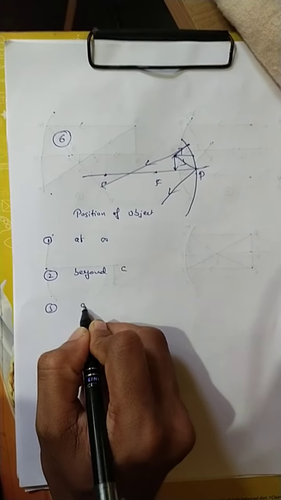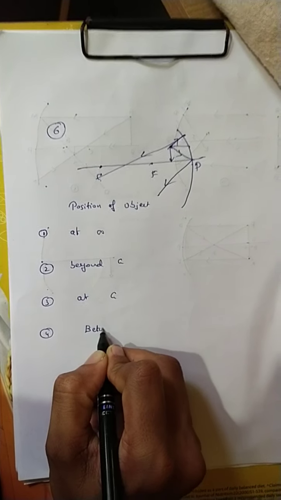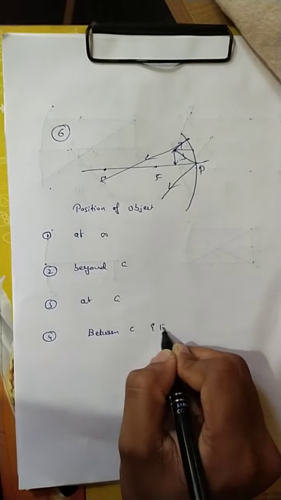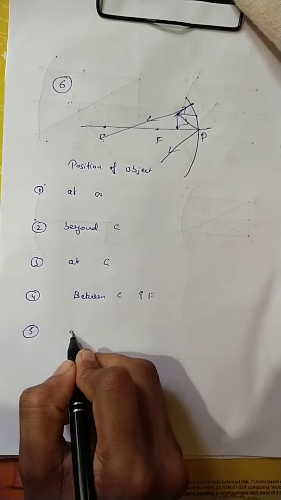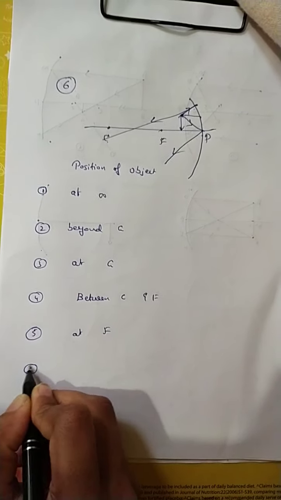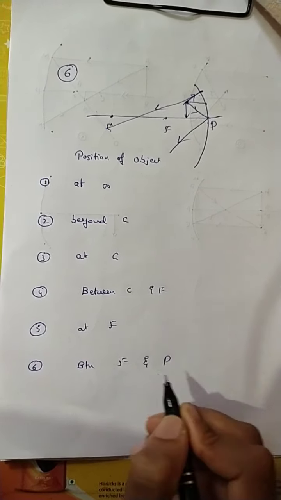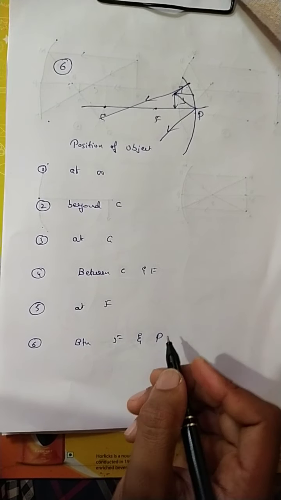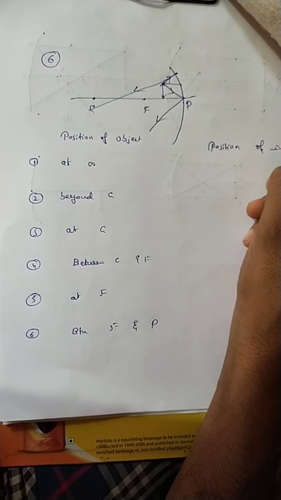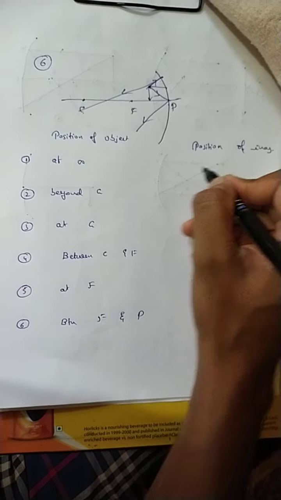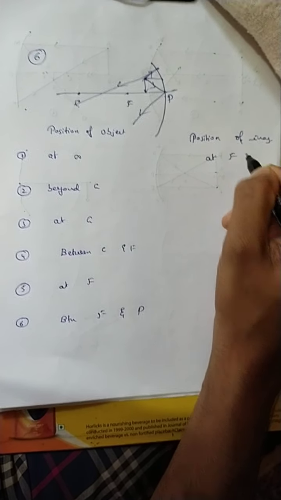In the third diagram, at C. Fourth diagram, between C and F, right. In the fifth diagram, at F. In the sixth diagram, between F and P, right. In different positions of the object, the position of the image is: at infinity, the position of the image is at principal focus F.